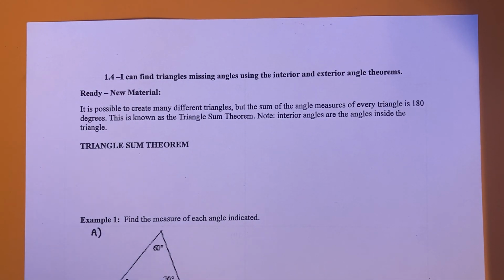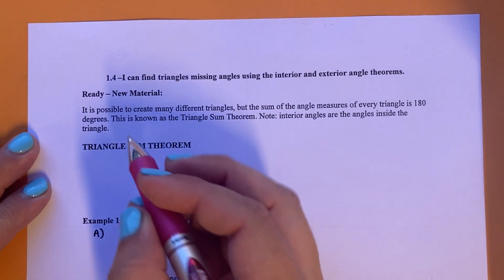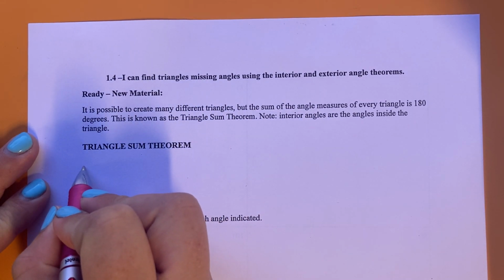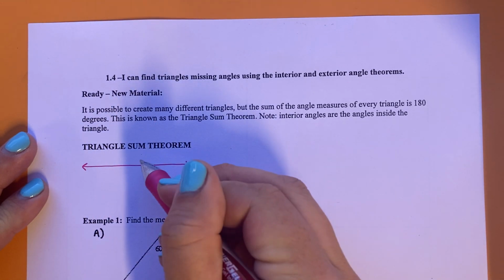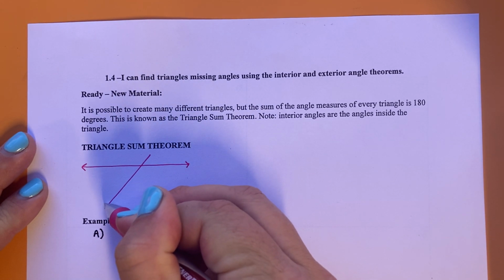For section 1.4, we are going to be going over how to find triangles' missing angles using the interior and exterior angle theorems. To prove the triangle sum theorem for the interior, I'm going to look at a line. So I have a line. I'm going to draw two lines that intersect.